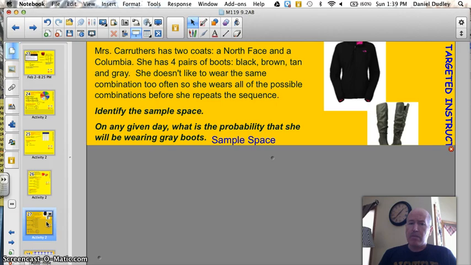She doesn't like to wear the same combination too often, so she wears all of the possible combinations before she repeats that sequence. Kind of like Casey and his socks. That's the kind of problem we're looking at here, socks and shoes. So identify the sample space, and on any given day, what is the probability that she will be wearing gray boots? Go ahead and take a few minutes and make this chart.